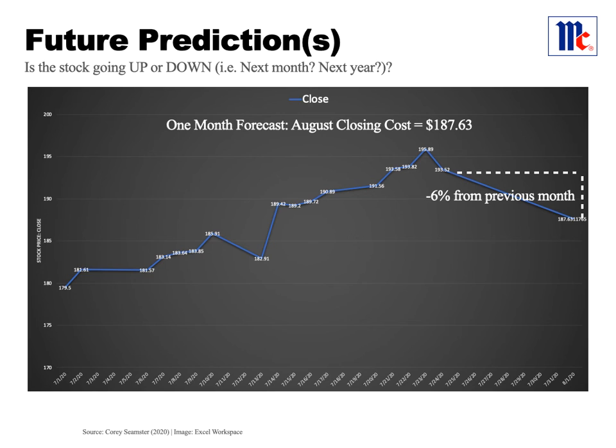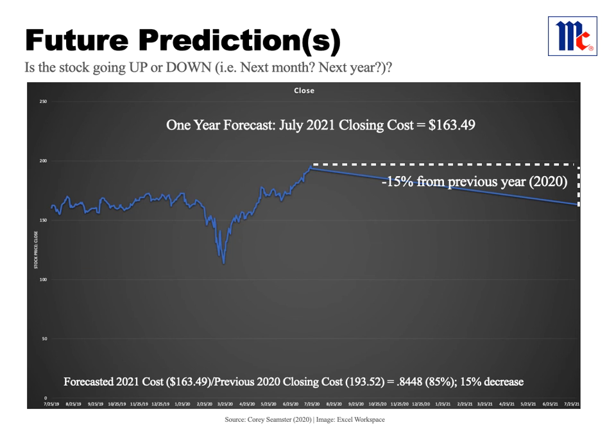Looking ahead, let's look at whether the stock is predicted to go up or down. After a quick forecast analysis where I aggregated the past month's worth of closing prices, then divided by the total number of days, in this case, $187.63 is predicted to be the August 2020 average closing stock price. This is a 6% decrease from the previous month's stock closing value.